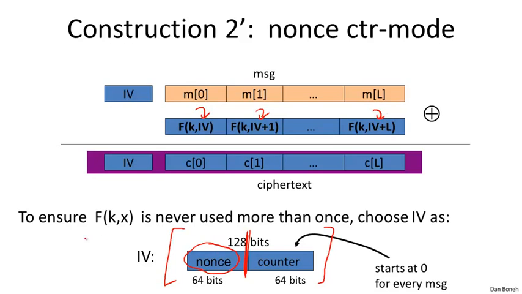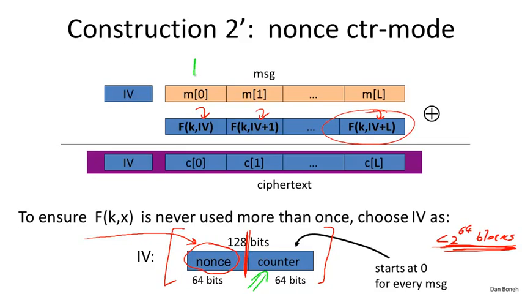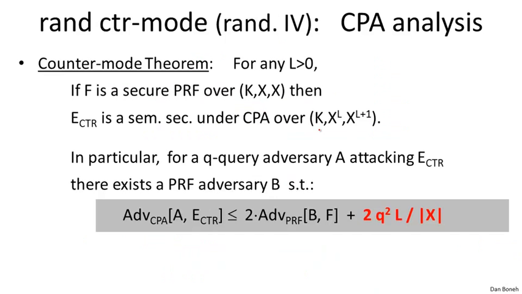It's perfectly fine if this nonce is unpredictable. The only restriction is that you encrypt at most 2 to the 64 blocks using one particular nonce. The danger is that you don't want this counter to reset to 0, so that you will have 2 blocks, say this one and this one, that are encrypted using the same one-time pad, namely this one and this one. So let's quickly state the security theorem for randomized counter mode.